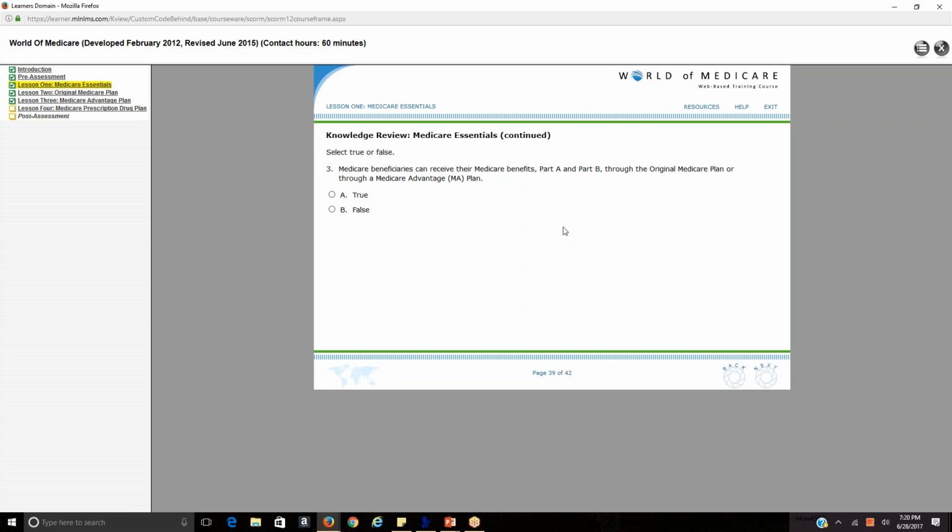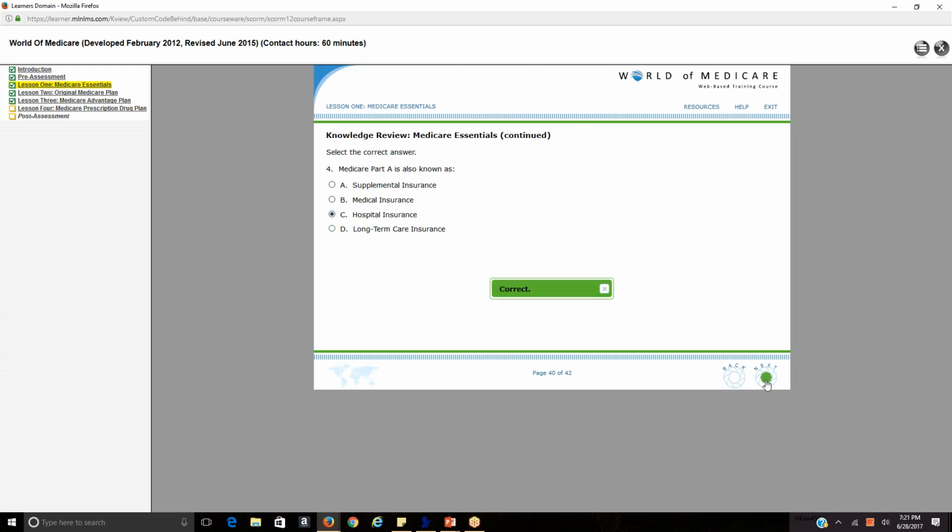Medicare beneficiaries can receive their Medicare benefits, Part A and B, through the original Medicare plan or through a Medicare Advantage plan. True or false? Don't be shy. True. Okay, true. Medicare Part A is also known as which one? C, Hospital insurance. Correct.